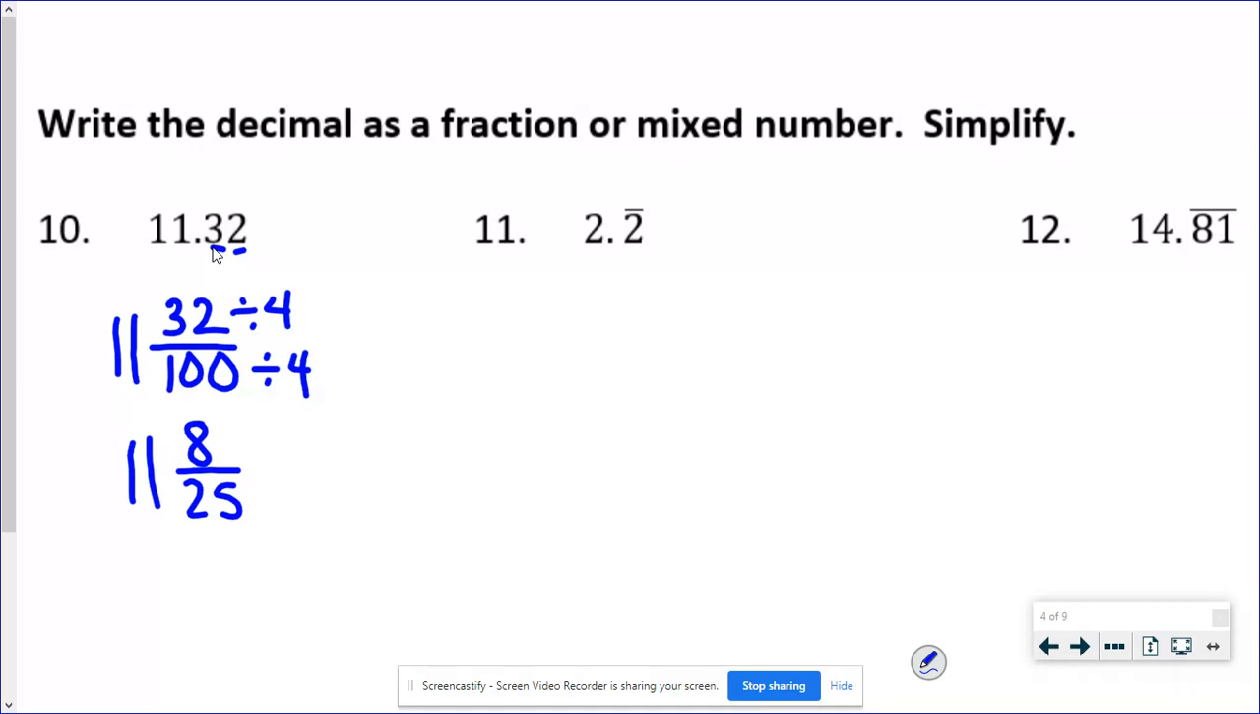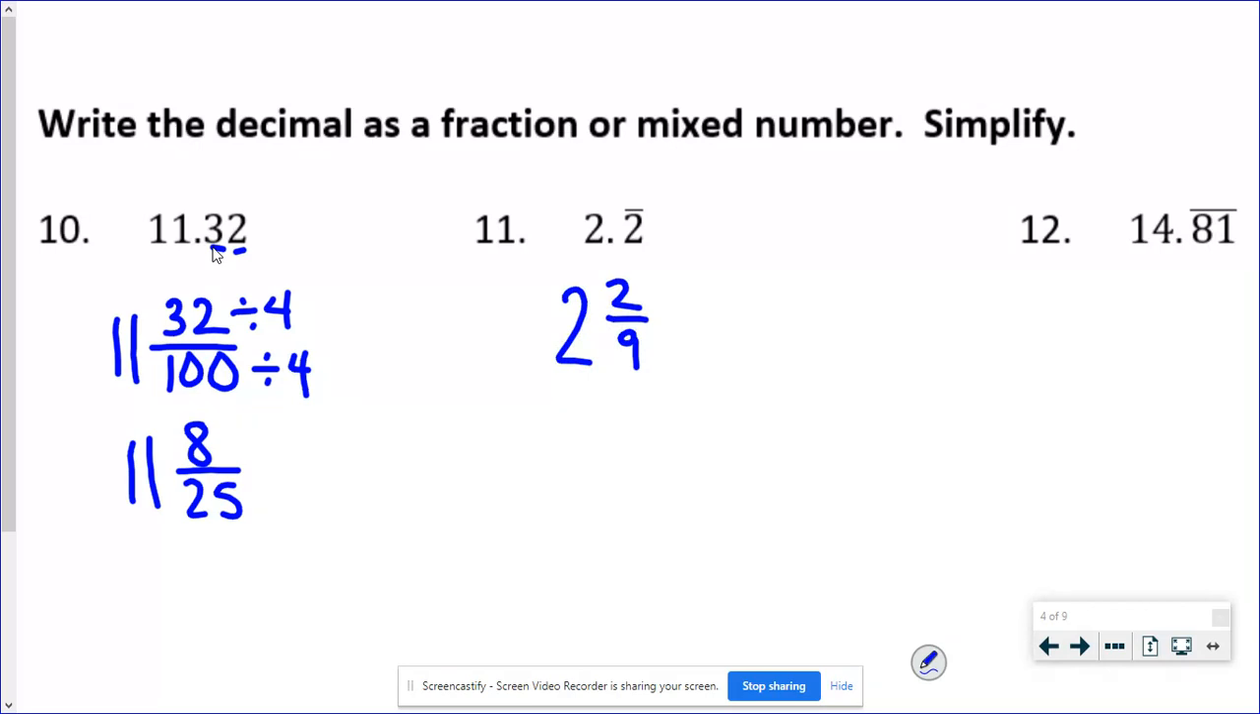For 11 and 12, these are repeating decimals. Repeating decimals don't go over 10 or 100 or 1,000. They go over 9s. So however many things repeat, that's how many 9s go in my denominator. So 2.2 repeating would be 2 and 2/9. And that one's simplified. There's nothing more I can do there.